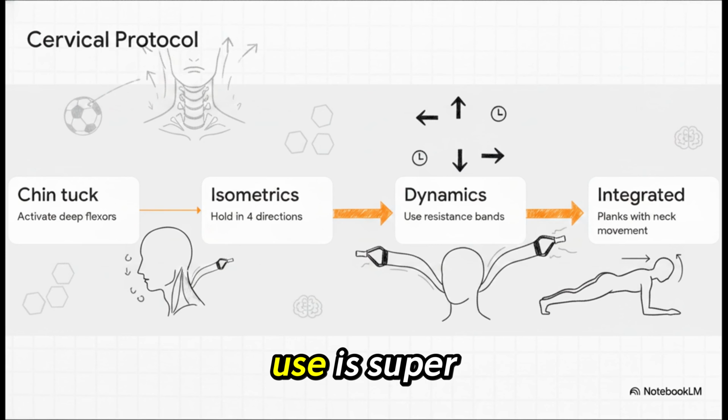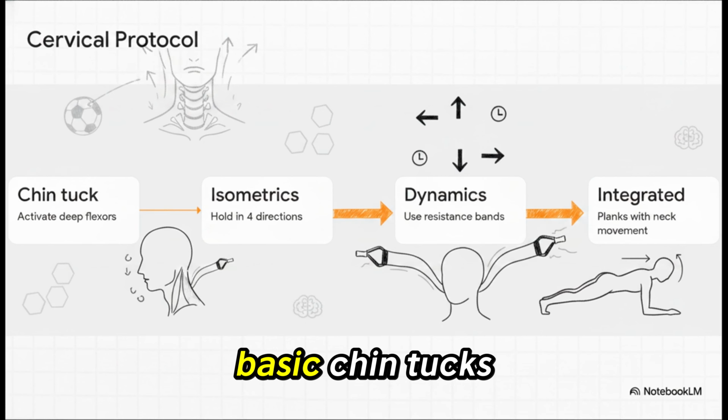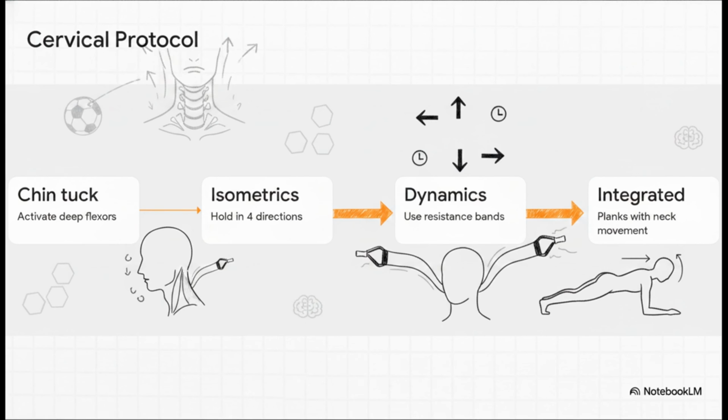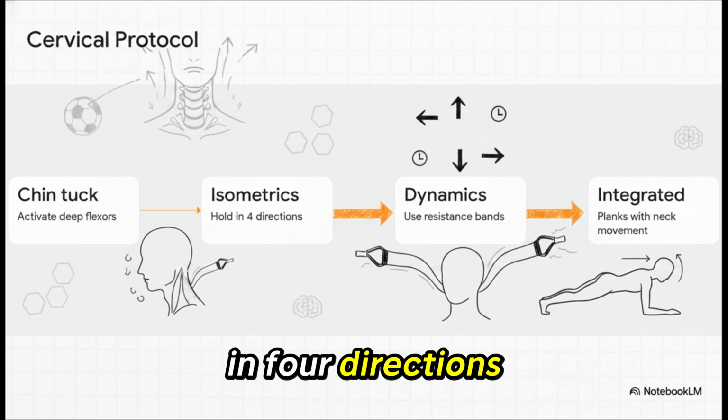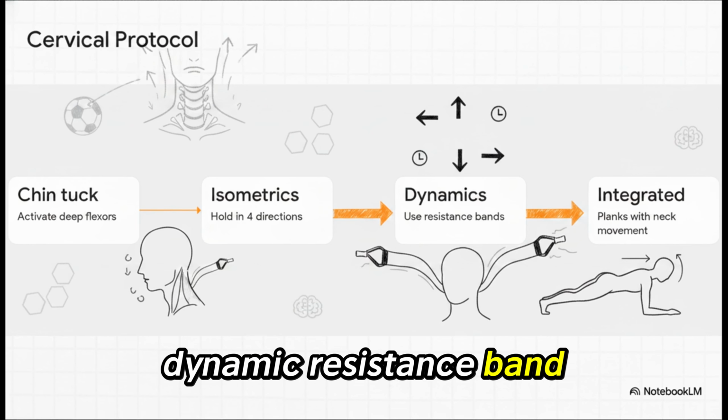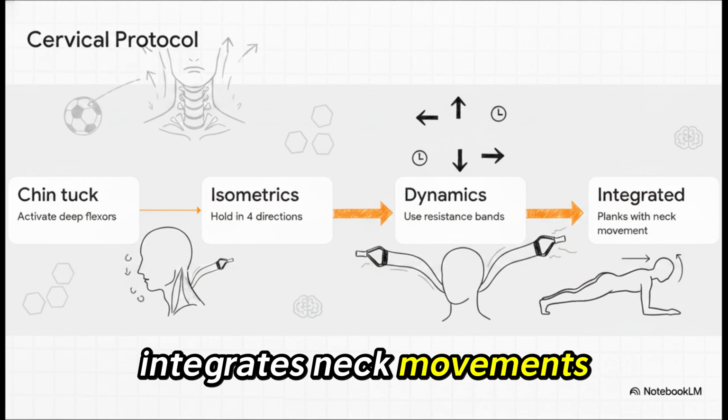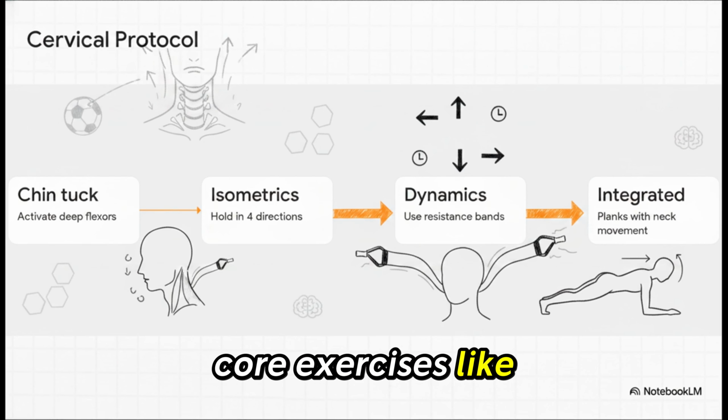The protocol they use is super methodical. It starts with basic chin tucks to wake up the deep flexors, then it progresses to isometric holds in 4 directions, moves on to dynamic resistance band work, and finally integrates neck movements into full-body core exercises like planks.